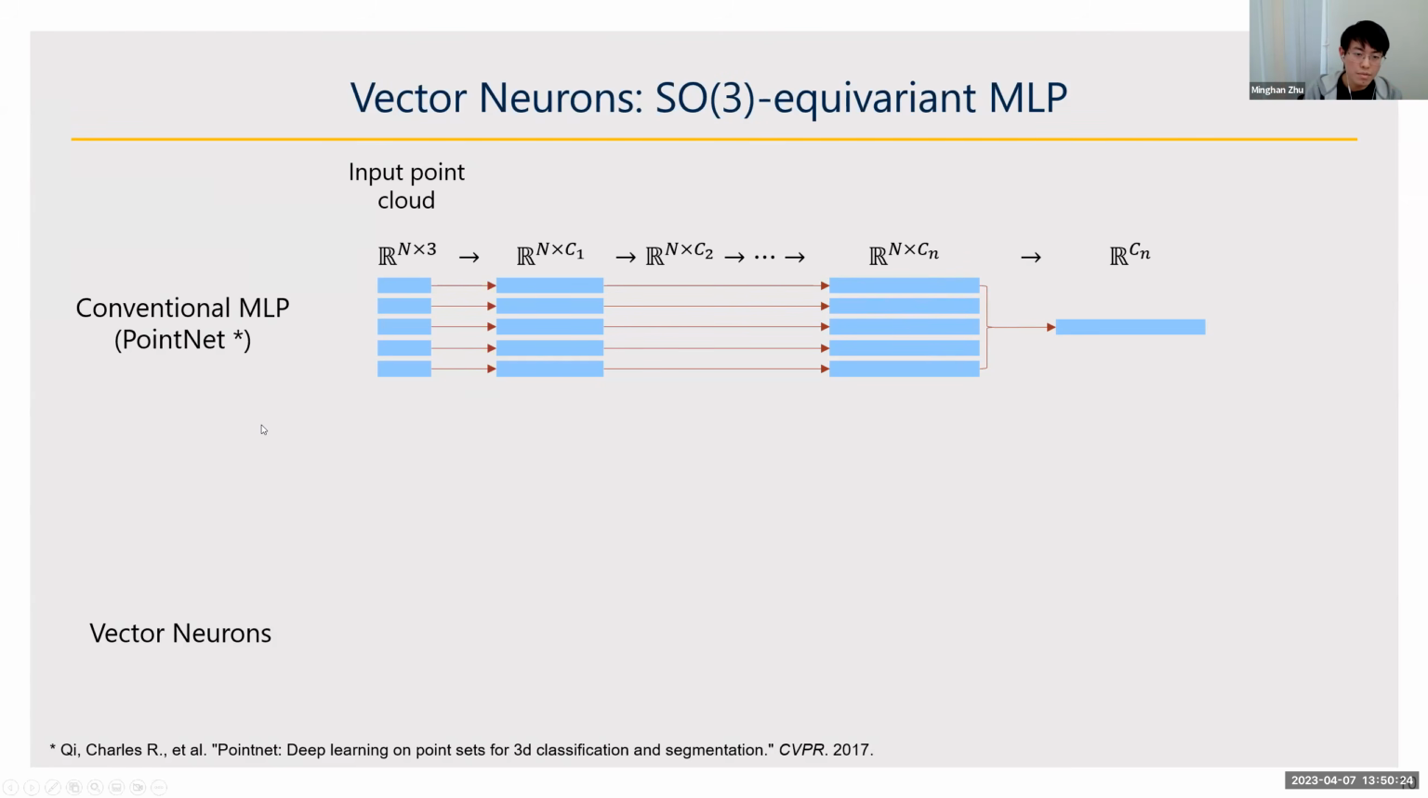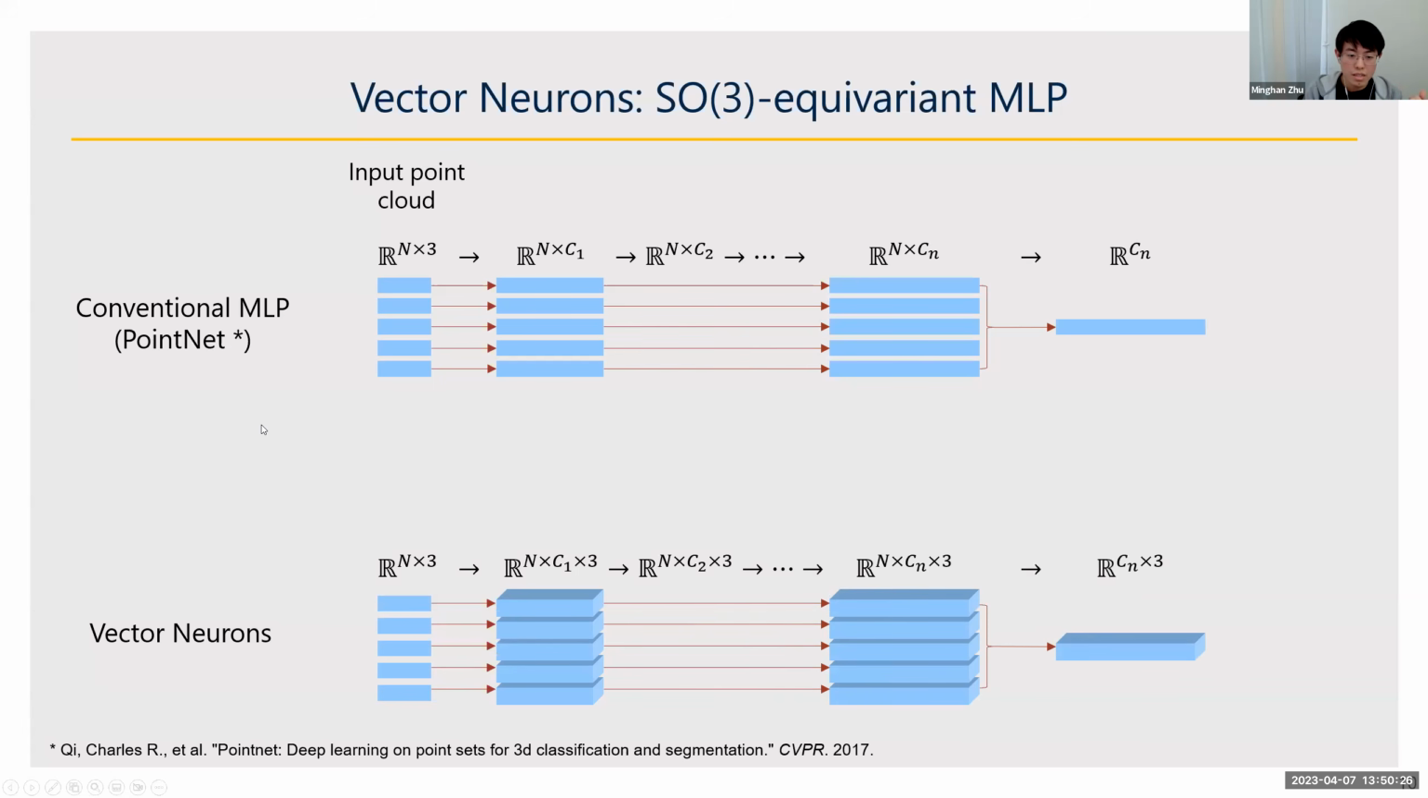And a vector neuron looks very similar, except that the feature of every point, which was previously a 1 by c vector, is now a c by 3 matrix. It adds another dimension of size 3. So every point feature is now a c by 3 matrix. That's the only difference between PointNet and vector neurons on the high level.